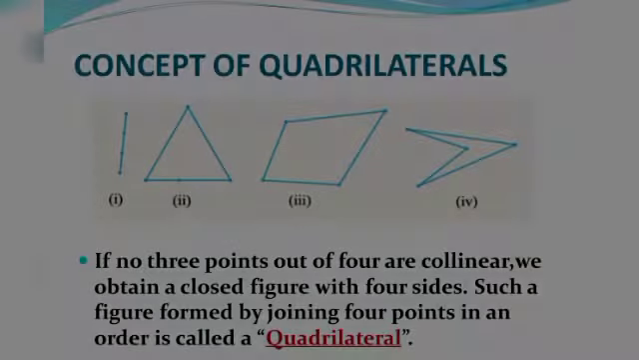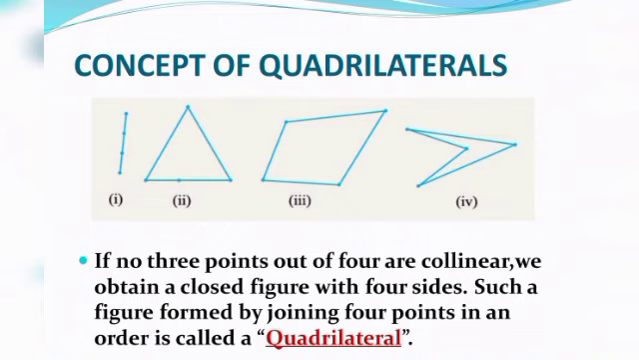So, what exactly is a quadrilateral? Here you can note that if all the points are collinear, we obtain a line segment. Like that, if 3 out of 4 points are collinear, we get a triangle. Similarly, if no 3 points out of 4 are collinear, we obtain a closed figure with 4 sides. Such a figure formed by joining 4 points in order is called a quadrilateral.